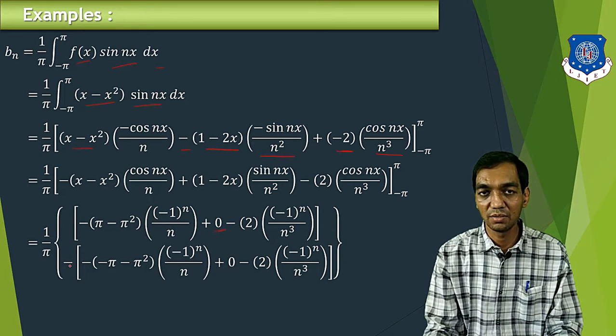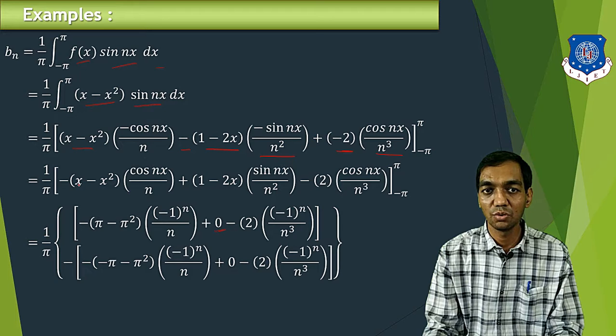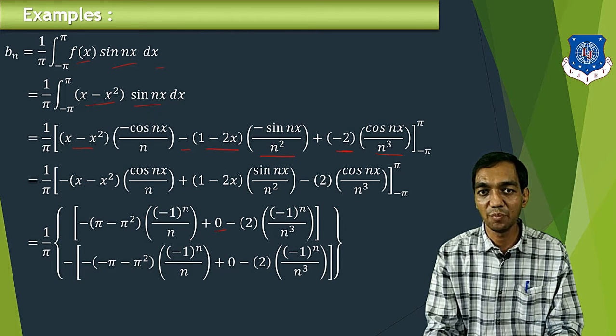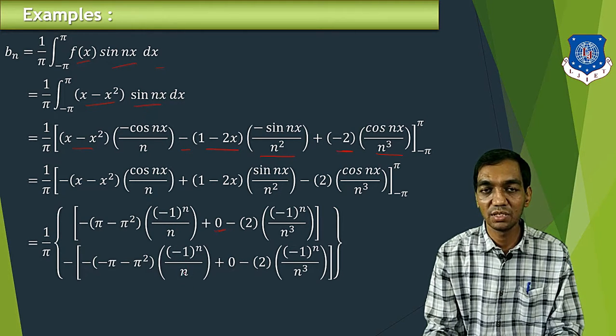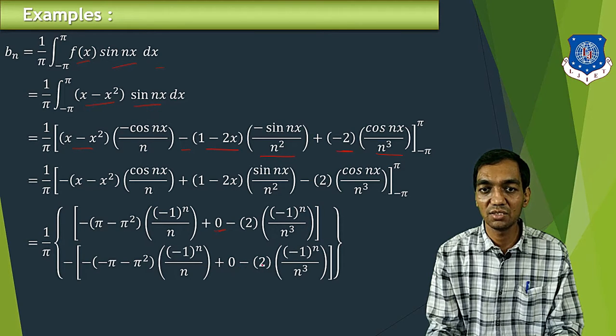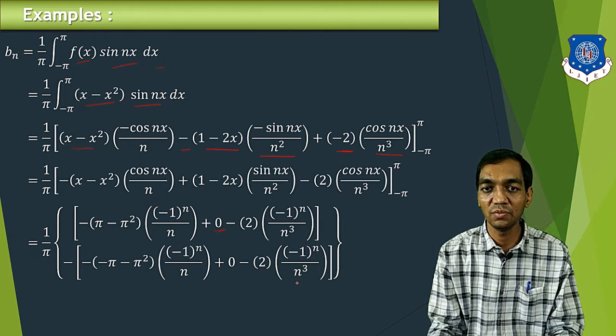Minus the lower limit, minus of lower limit into the bracket, minus of minus pi into minus pi square, cos minus n pi will be minus 1 raised to n upon n, so you will have minus 1 raised to n upon n, plus sin minus n pi is a value 0, and cos minus n pi has a value minus 1 raised to n, so you have minus of 2 into minus 1 raised to n upon n cube.